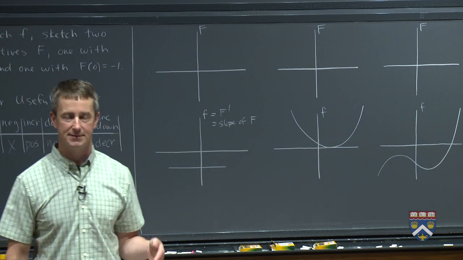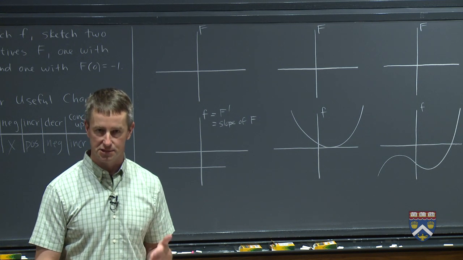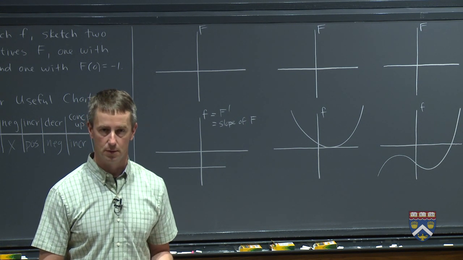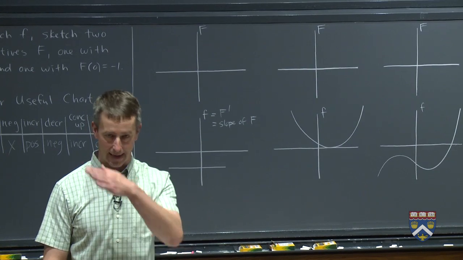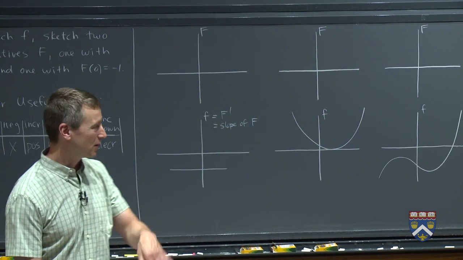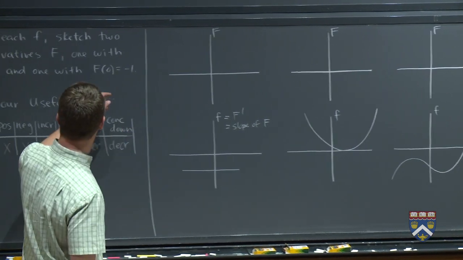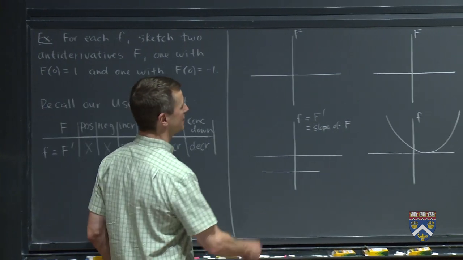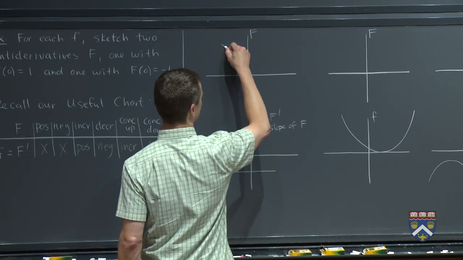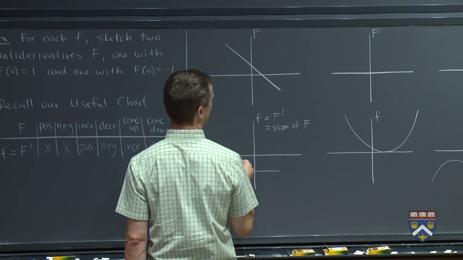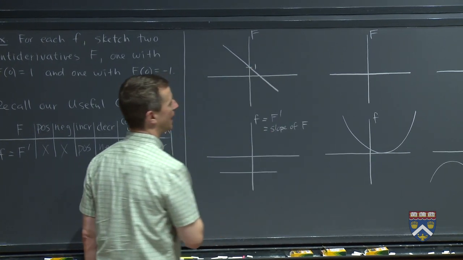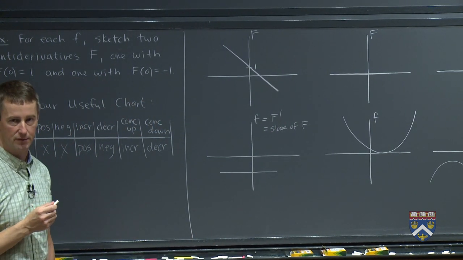So what kind of graph does capital F have to be if its slope is always negative 2? I hope you are picturing a line, a linear function, with a negative slope. So I know I've got to have one of them go through F of 0 equals 1. So if I start up here like this, and I draw a line with a negative constant slope, I can label that 1, and I've drawn one of my antiderivatives.